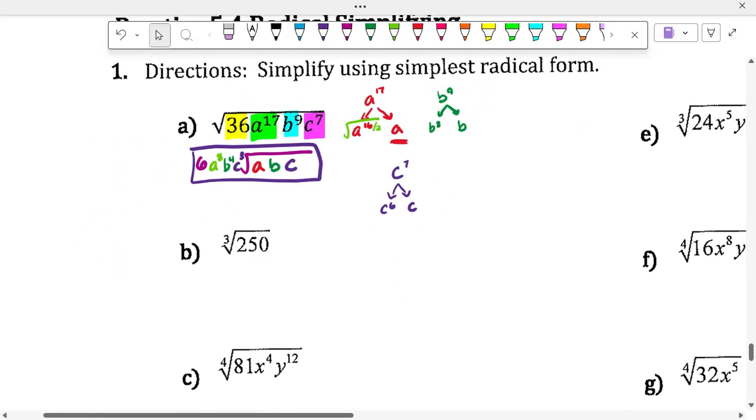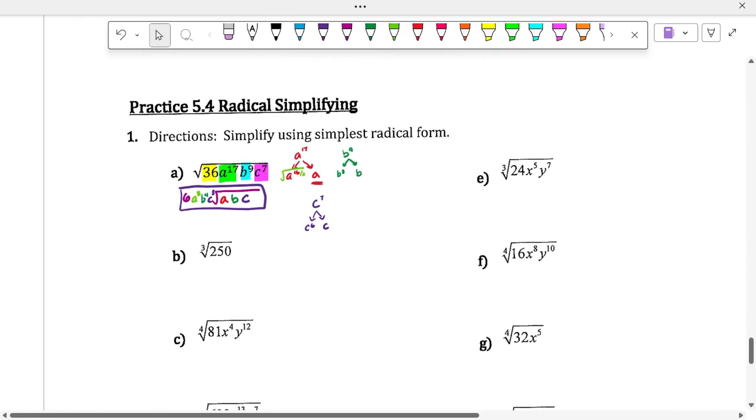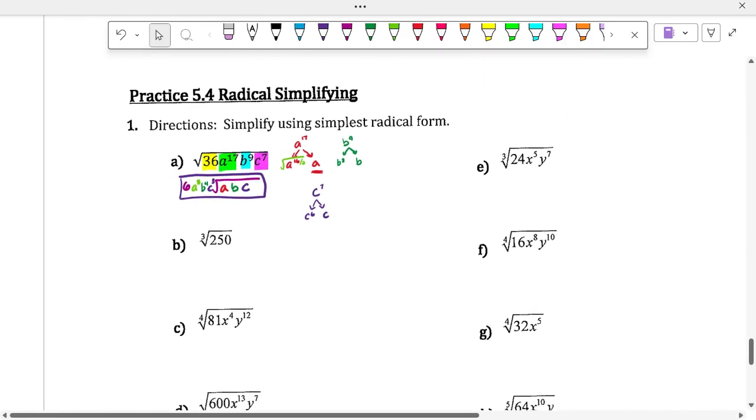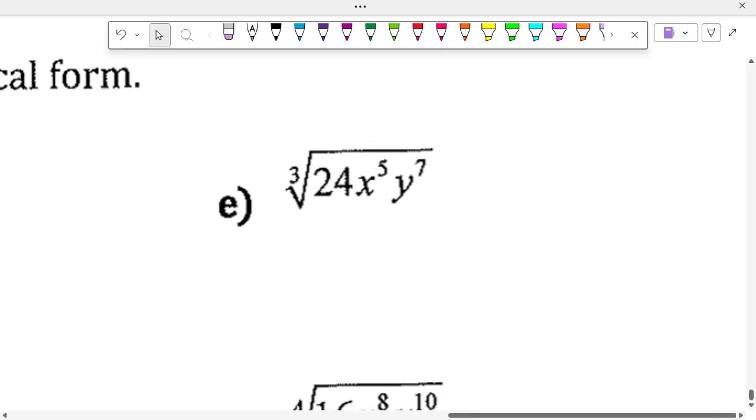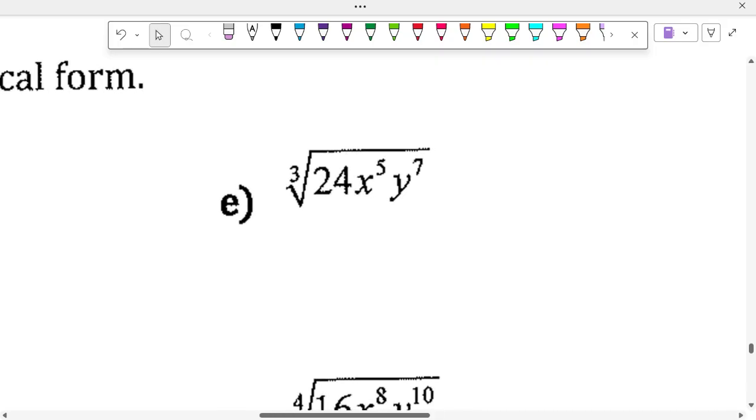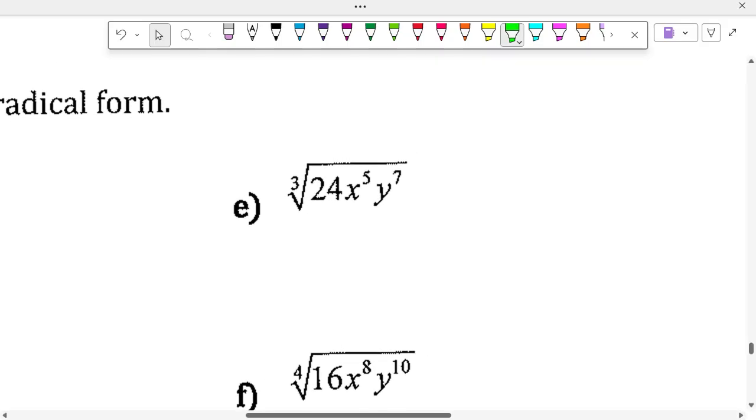All right, let's try one that's not a square root. So let's look at letter E. This is a cube root, meaning we're doing everything in terms of perfect cubes or in terms of sets of 3. All right. So again, I'm going to do each part individually.